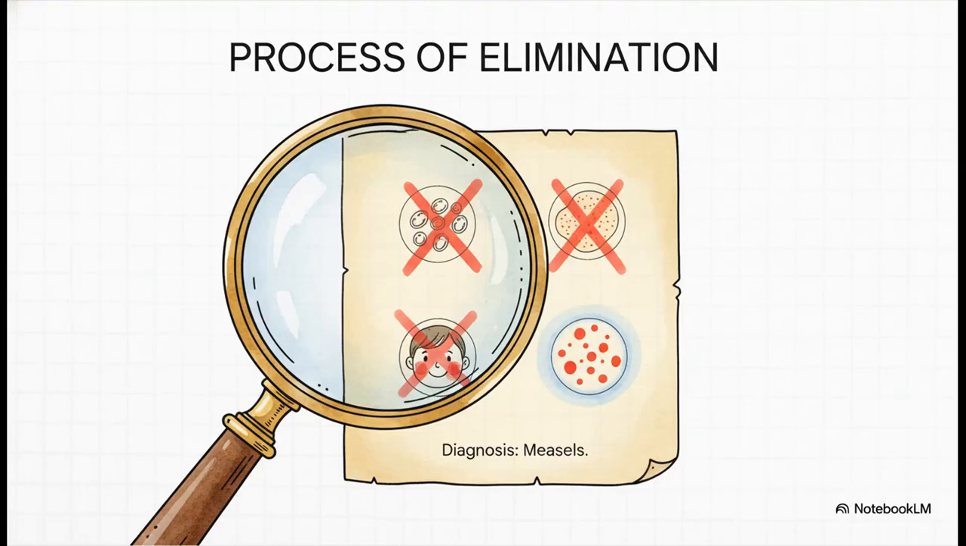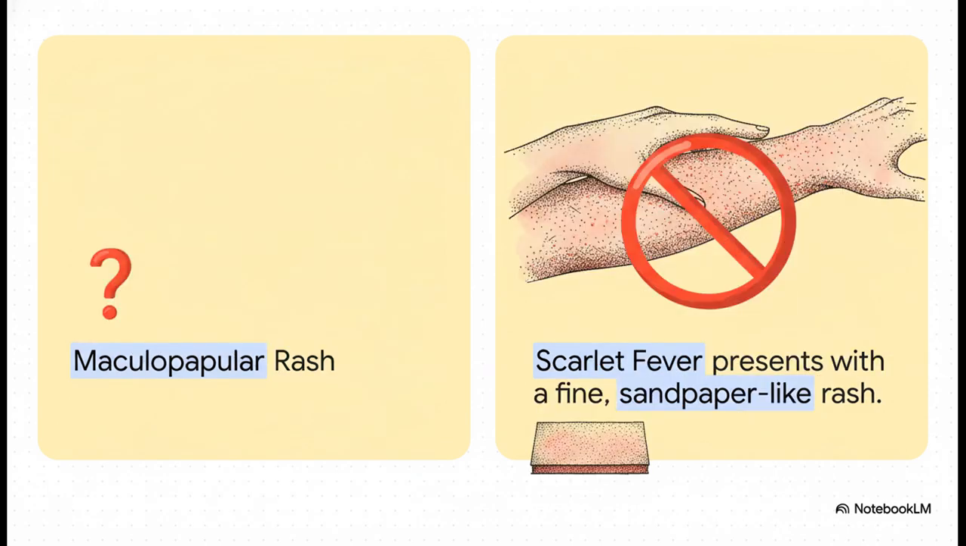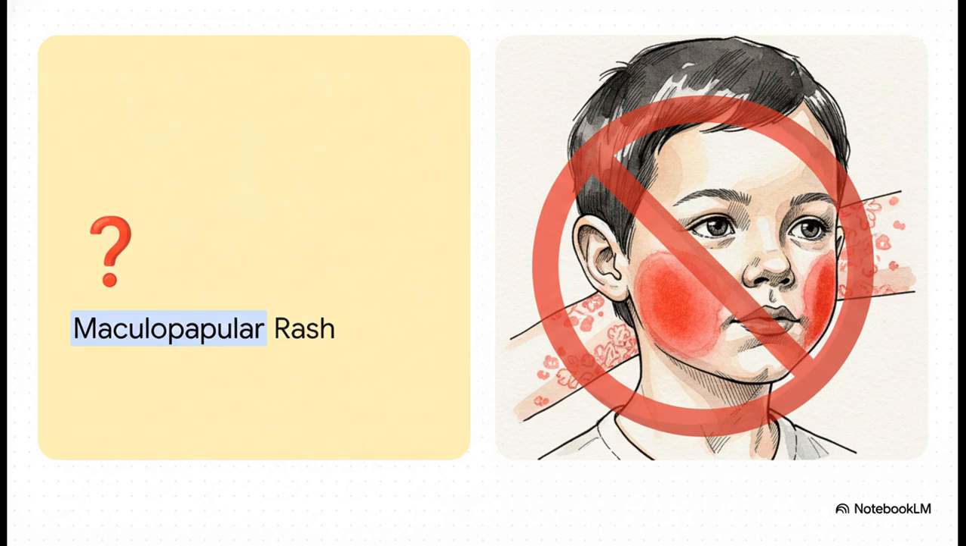To find the right answer, let's use a process of elimination. It's the easiest way. First up, chicken pox. That rash is vesicular. Think little blisters. So it's not our answer. What about scarlet fever? Well, its rash has a very specific sandpaper-like feel, so that's out. Fifth disease has that famous slapped cheek look. A totally different presentation. Another one down.